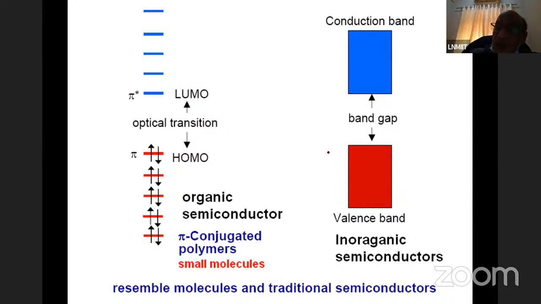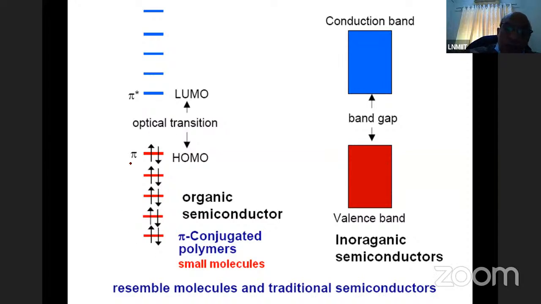In inorganic semiconductors, just like silicon, germanium, and others, you have a conduction band and a valence band separated by the band gap. Whereas in the case of organic semiconductors, these are the LUMO levels here. These are called LUMO orbitals, and these are called HOMO orbitals. That is, lowest unoccupied molecular orbital, and highest occupied molecular orbital. This LUMO is just like the conduction band, and this is just like a valence band.